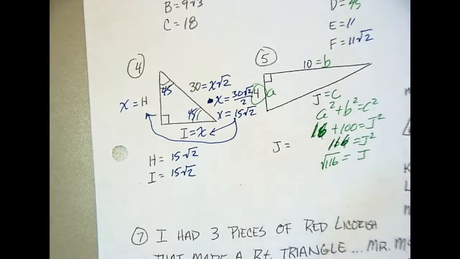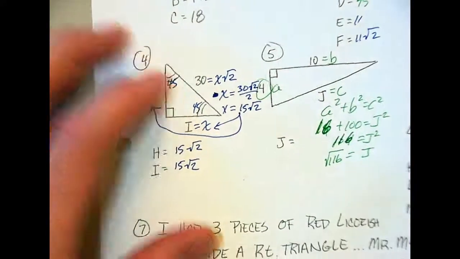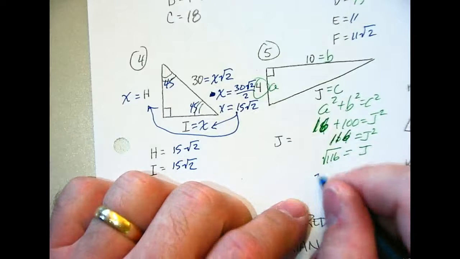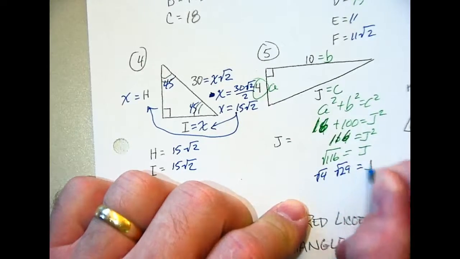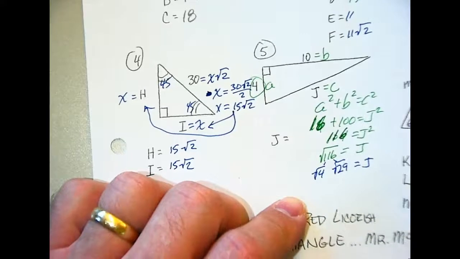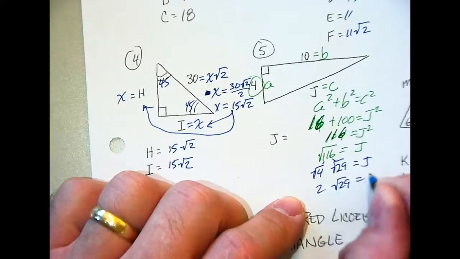Yeah? No. What do I need to do? I need to simplify. Okay? What perfect square goes into it? 4. Root 4 by 29. Now that's not one that you usually think of. Hopefully the 4 comes to mind. 29 doesn't necessarily, though. So that gives us 2 root 29.